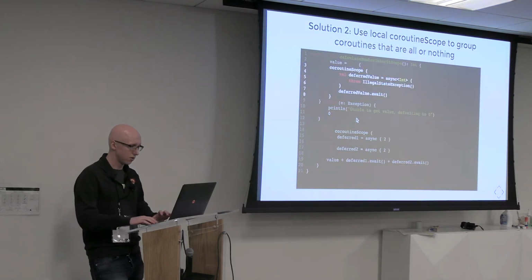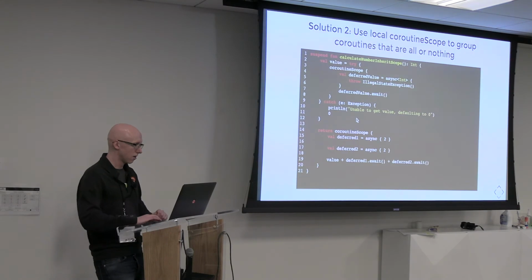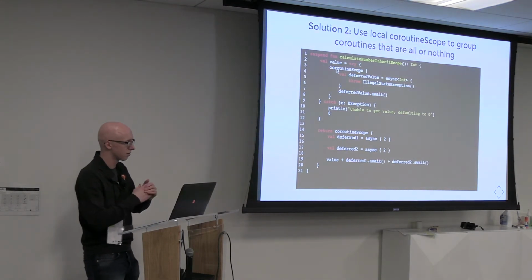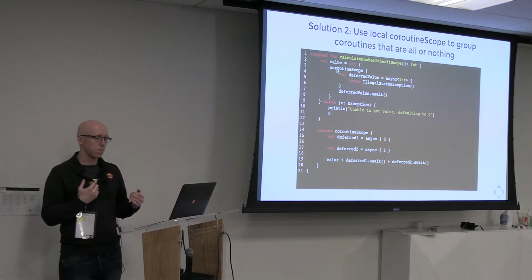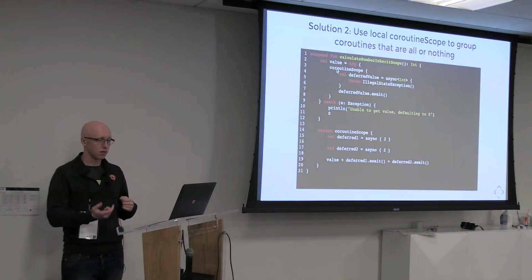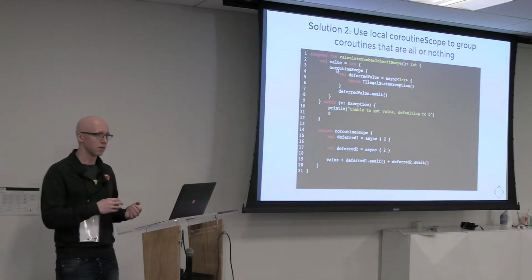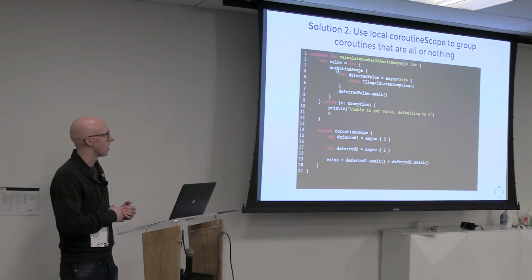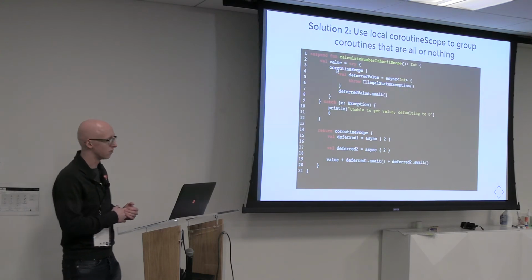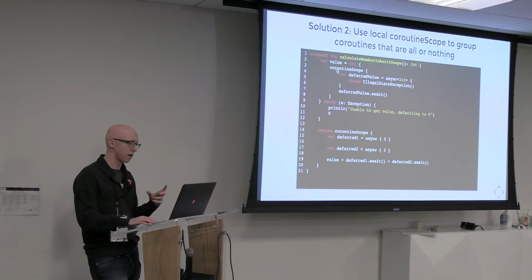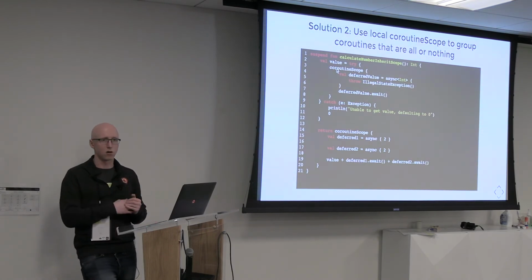The second solution is to use a coroutine scope block. So you see this coroutine scope block. What this does is it will inherit the parent coroutine scope context, or the caller's coroutine scope context, but it will get its own job for independent cancellation. So it can cancel, it can throw an exception if it wants, and not affect the parent. So it's good for grouping actions that are all or nothing.